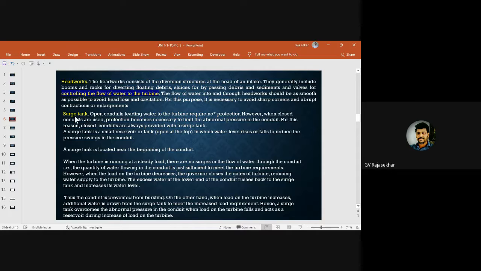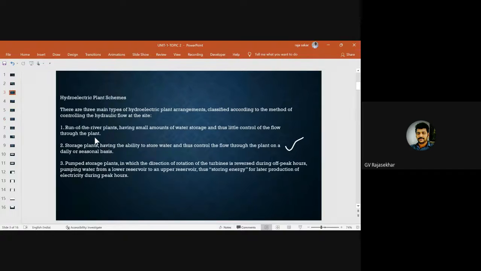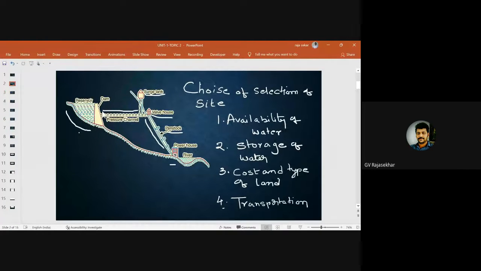Next one is surge tank. A very, very important part which we encounter in the hydropower plant is the surge tank. A tank that is constructed almost at the height of the dam. So what is the purpose of this surge tank? Let us see.